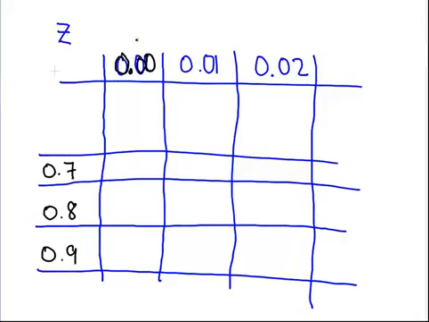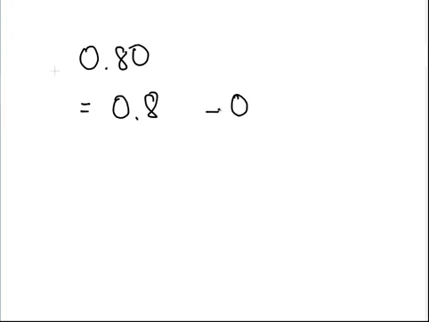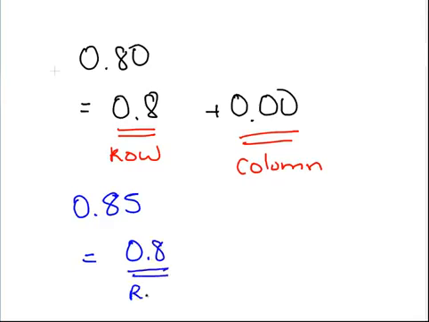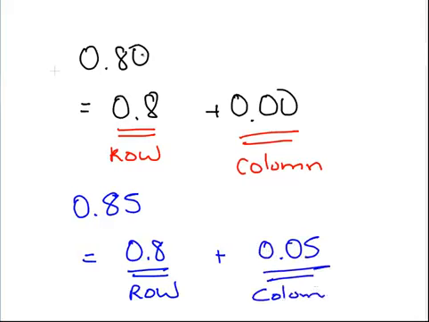Now, what are we looking for? We are looking for 0.80. That is 0.8 plus 0.00. So that's the row, and this is the column. Now let's say, for argument's sake, it was 0.85. The row we would be looking at is 0.8, and the column would be 0.05.